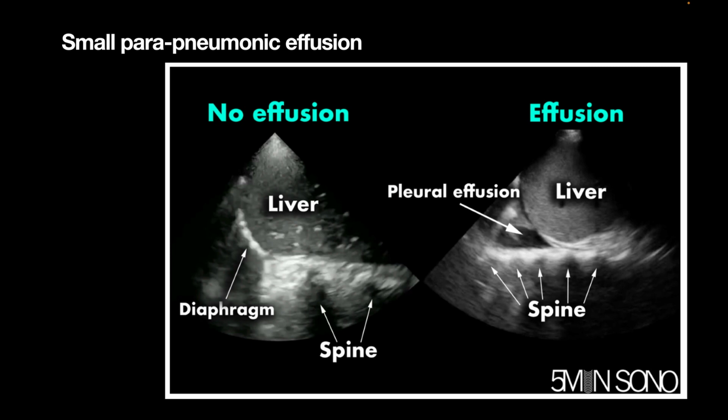It should normally appear like it does in the no effusion view on the left there, where once you have air in the lung, it should obscure any further view of the spine. So if you can see the spine in the chest through the liver or spleen, that's not normal, and you can go hunting around to find the fluid that's allowing the beam to go through.